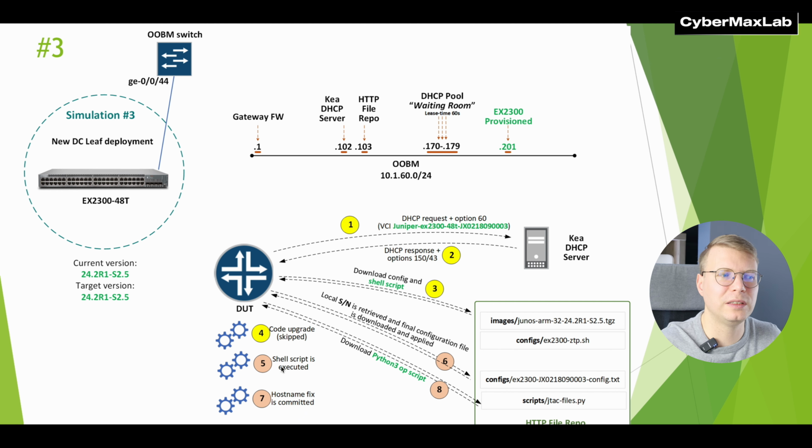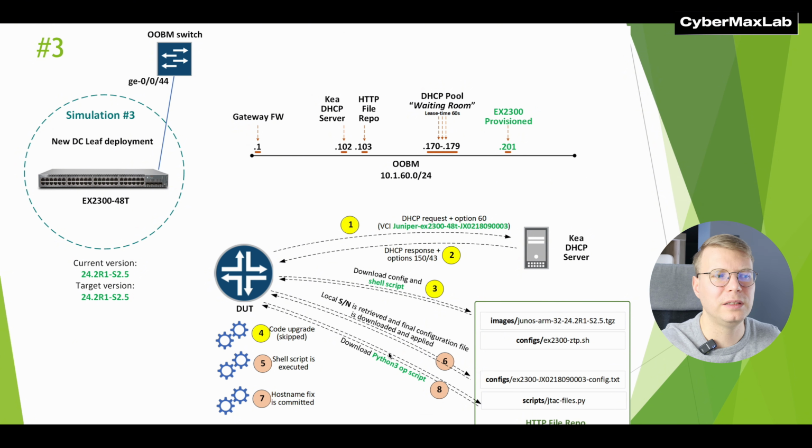So when the script is executed, the first part is identical to SRX. It extracts the local serial number, constructs the final configuration file, downloads it, commits it. Right, easy. So next, step 7, it says hostname fix is committed. Just ignore it. I just forgot to remove it. There is no need to fix the hostname. The hostname will be taken from the configuration file correctly.